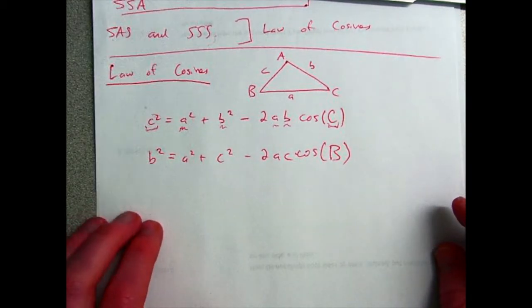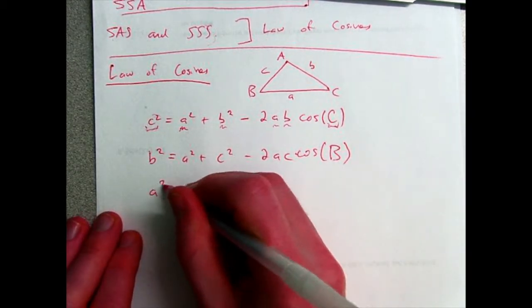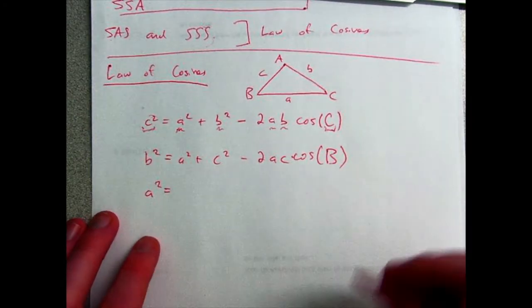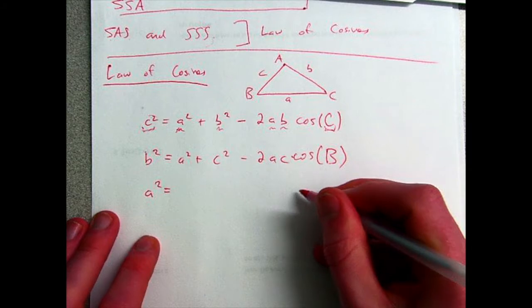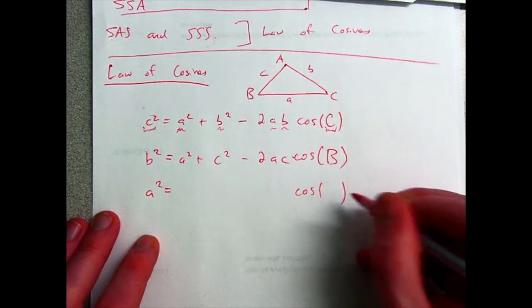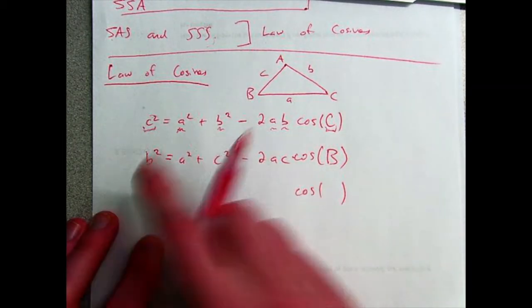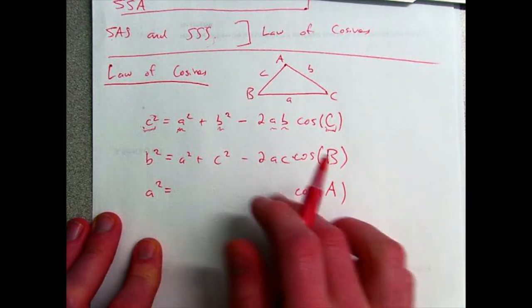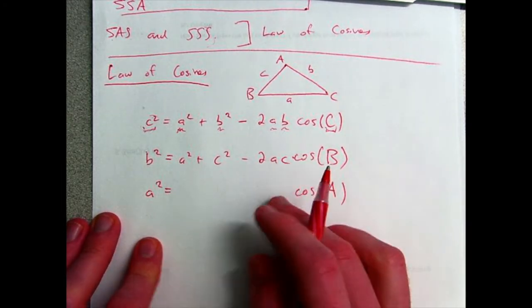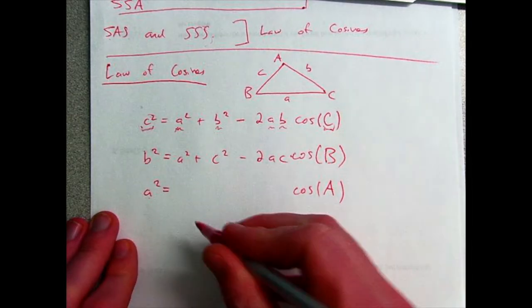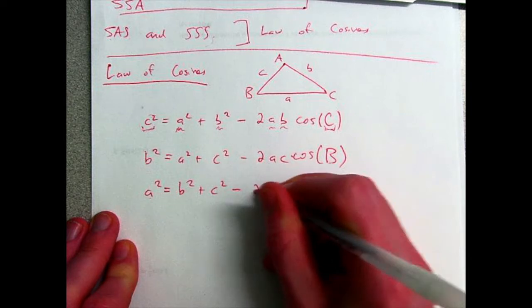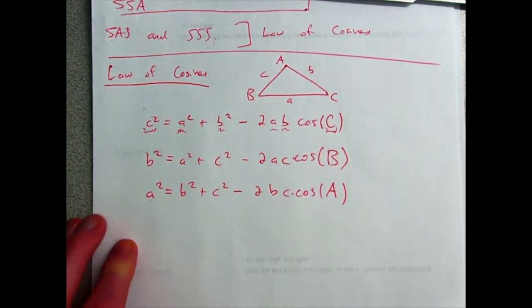And you could even do it starting with a squared, right? You could write a squared, and what would it be? Well, once again, the angle which appears in the cosine function is the angle opposite the side which appears here. That would be capital A. And the sides floating around in this part of the equation are just the sides other than this one. So that would be B and C. So I could write B squared plus C squared minus 2BC times cosine A.